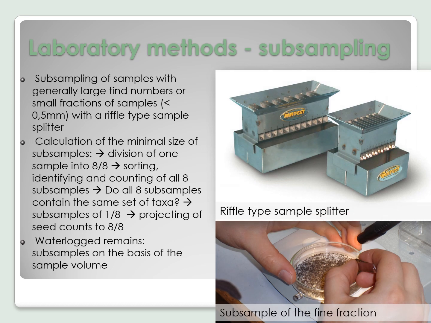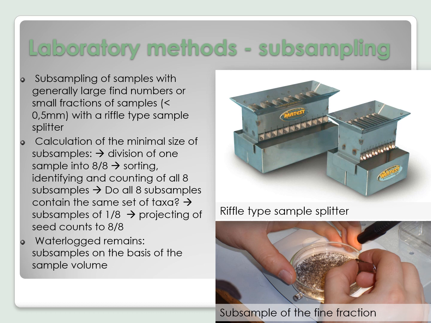In case of large find numbers, it may be required to subsample in order to manage the workload in relation to time and available financial means. Particularly the small fraction contains large amounts of inorganic remains and unidentifiable plant fragments, while only few small wild plant taxa are preserved. To receive representative results, a standardized subsampling must be used, which is possible with a riffle-type sample splitter applied to dry sediments or dry flotation fractions.